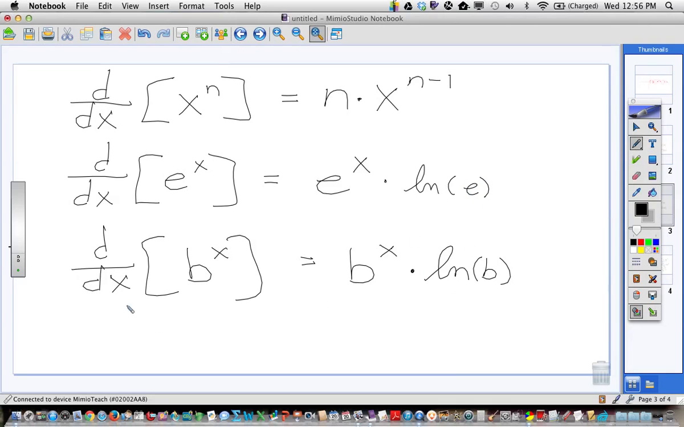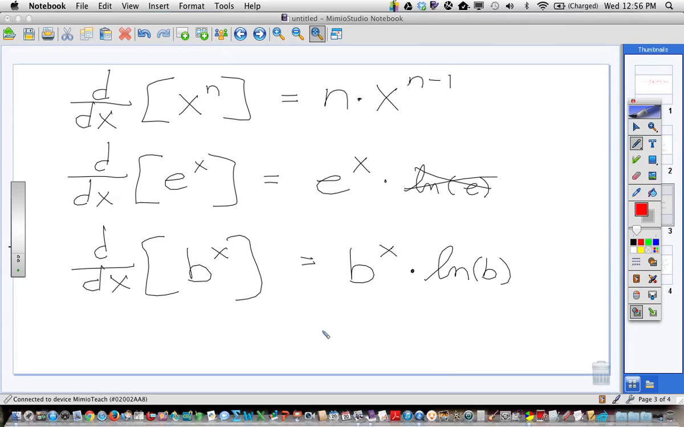So really, this rule would be enough. We wouldn't need this rule in between here, except the e function happens so often that we do. But really, this rule covers it. And so ln e is just 1, and so we don't even put it in. So derivative of e to the x is e to the x. Derivative of any other thing to the x is that thing to the x, and then tack on ln of the base.